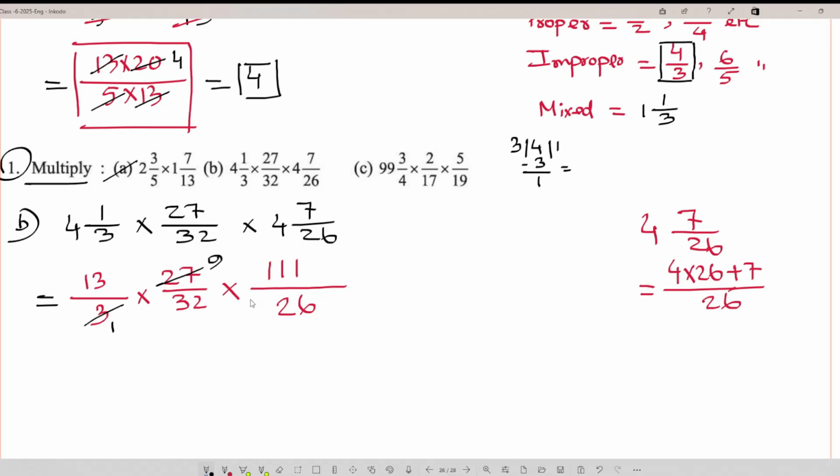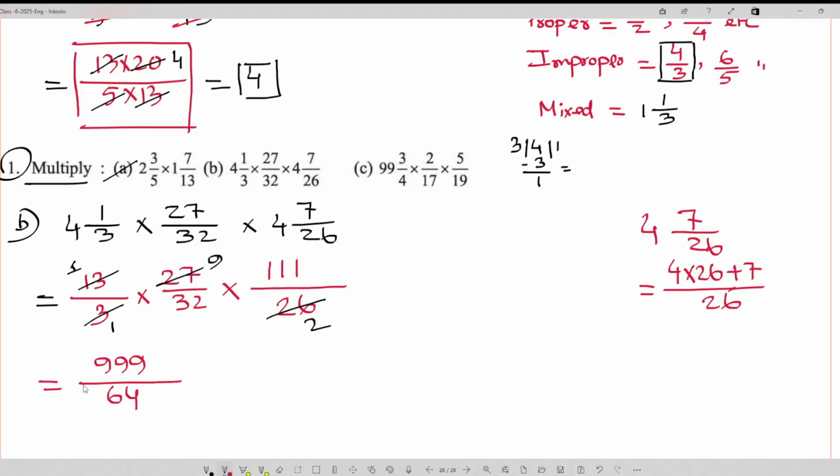Now look, here is a multiplication, so you can divide or multiply everything, each fraction you can simplify easily. Here is 26 and here is 13. We can divide each other. So once we divide 13 by 13, it will be 1, and once we divide 26 by 13, it will be 2. Okay, 111 times 9 is 999, divided by 32 times 2 is 64.